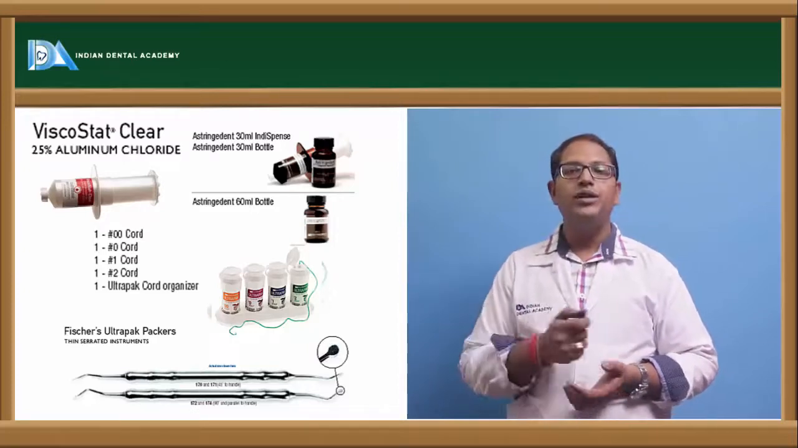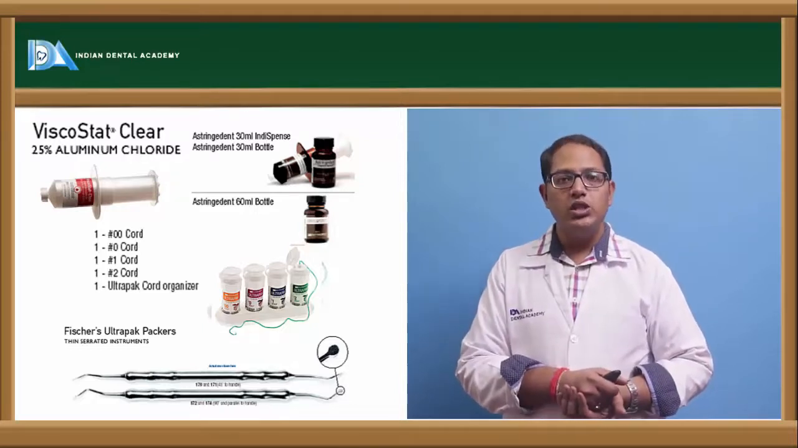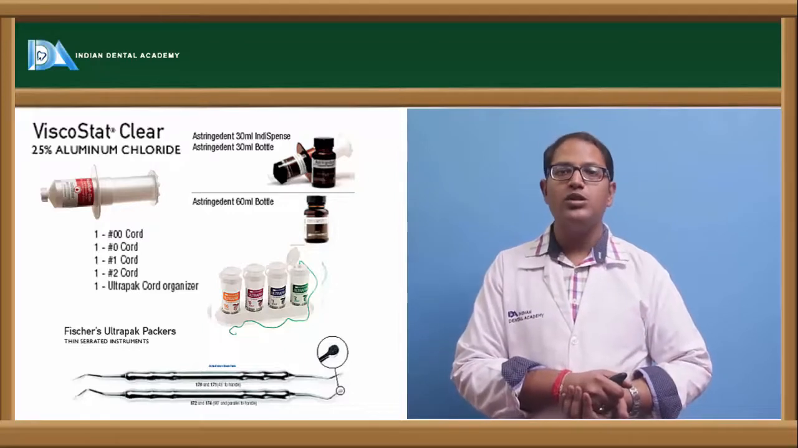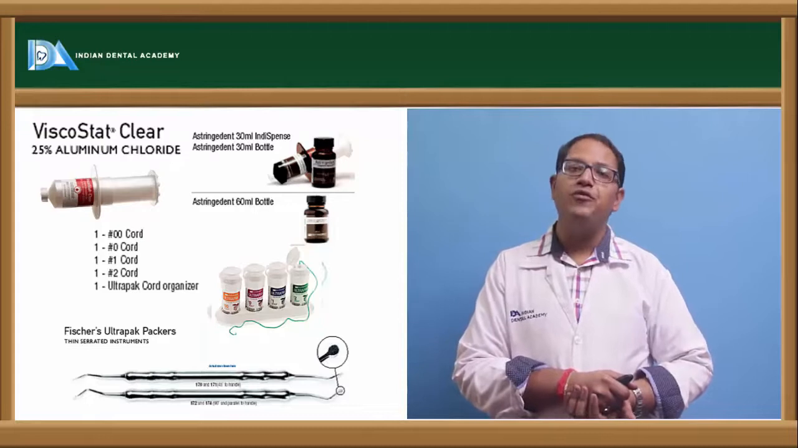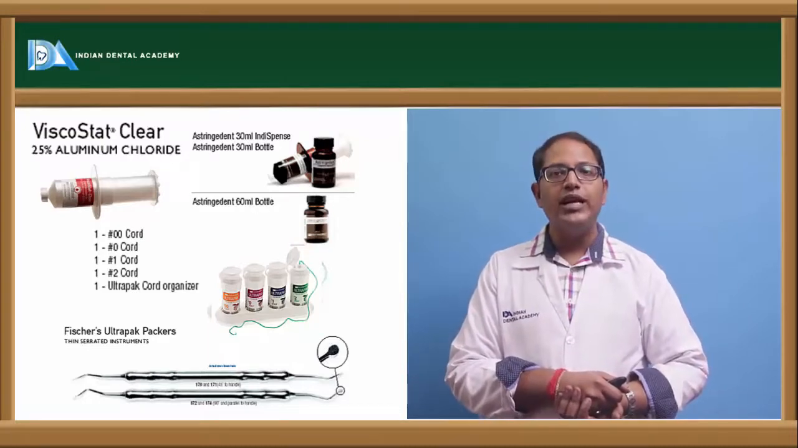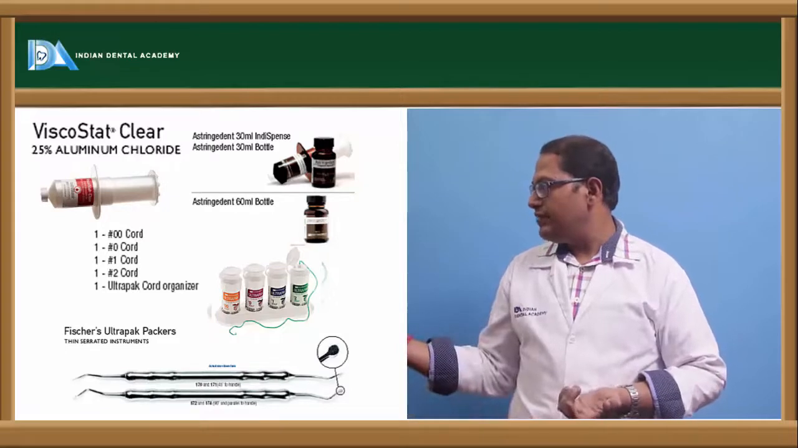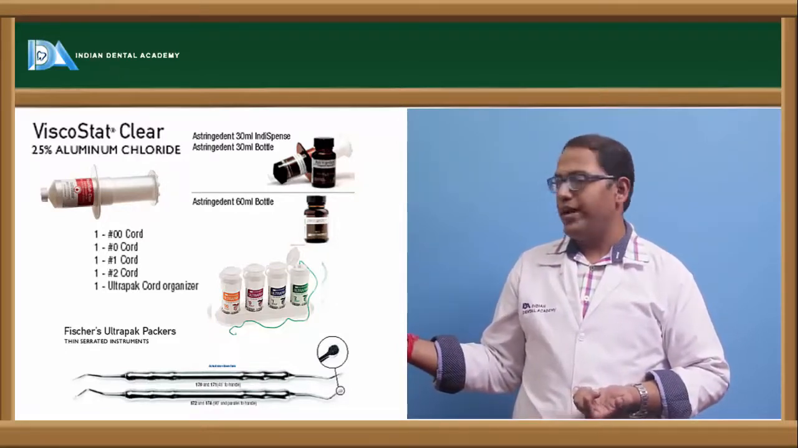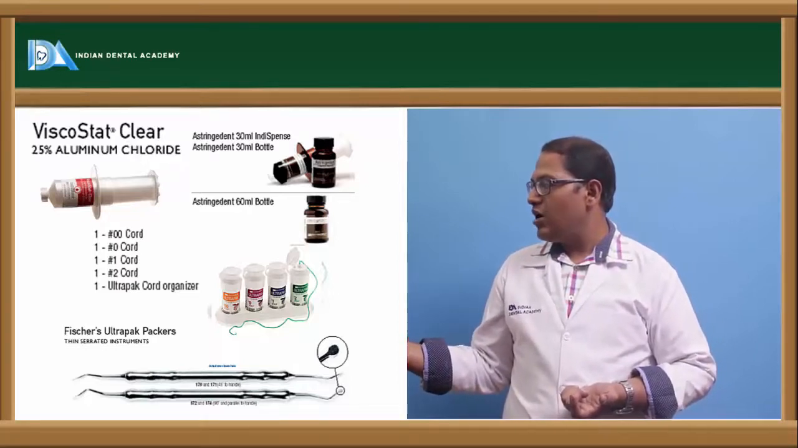Now how do we put this retraction cord into the tooth? The instrument that you use to put the retraction cord into the tooth is called a cord packer, discovered by a scientist named Fisher. So it is called Fisher's cord packer. You can see the diagram shown here is the Fisher's cord packer. Now this Fisher's cord packer has 2 ends, one going to the left hand side, one to the right hand side. It has a round end.